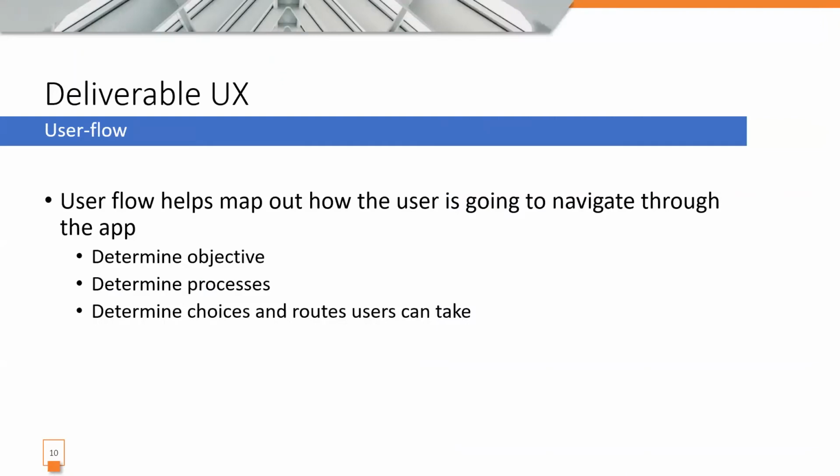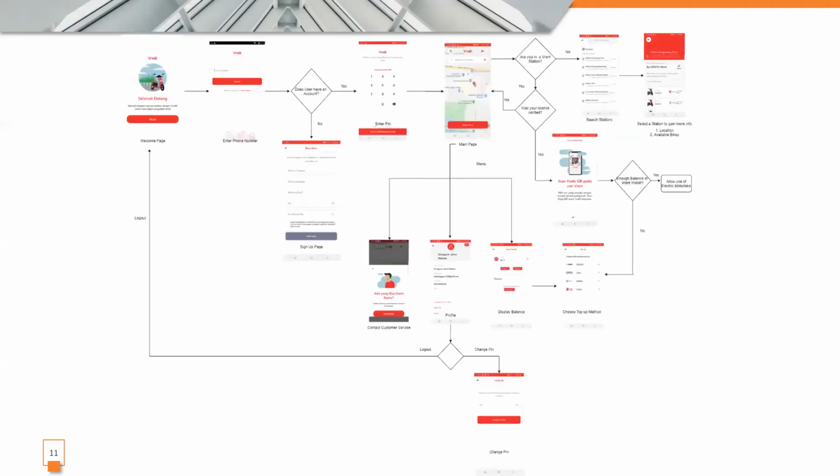Another method that I have used for a deliverable UX is a user flow. A user flow helps map out how the user is going to navigate through the app. It determines the objective of the app, determines the processes that the user is going to take, and it determines choices and routes the users can take in order to complete a task. Here I have created the user flow.